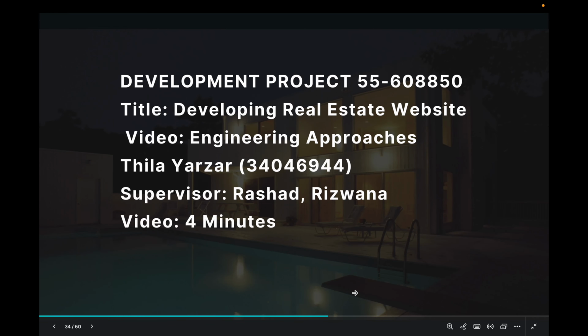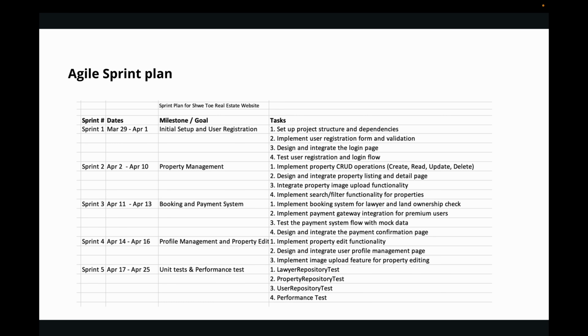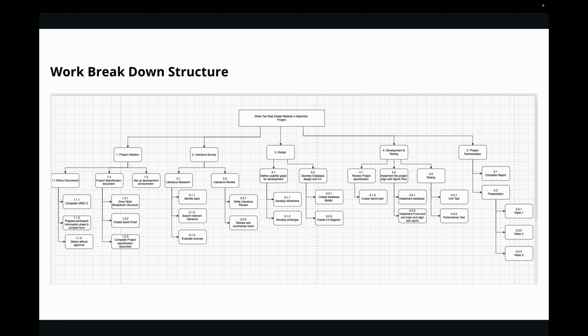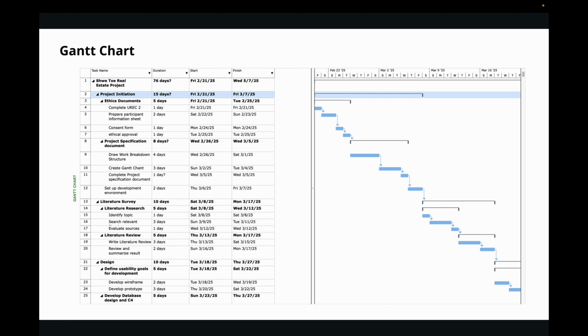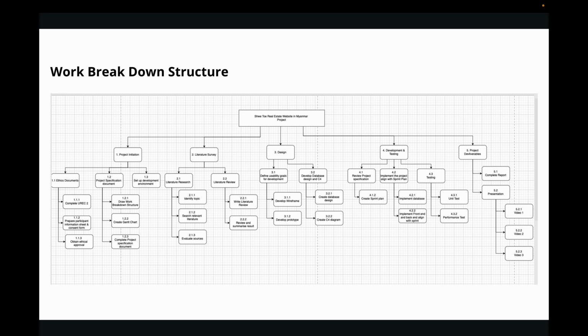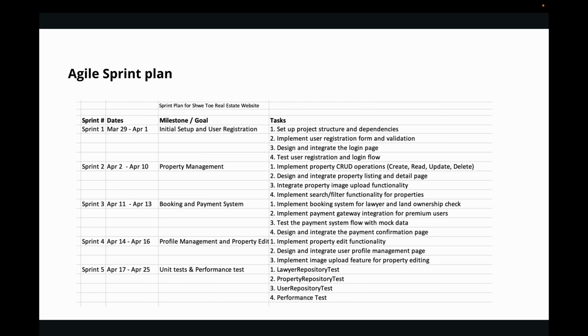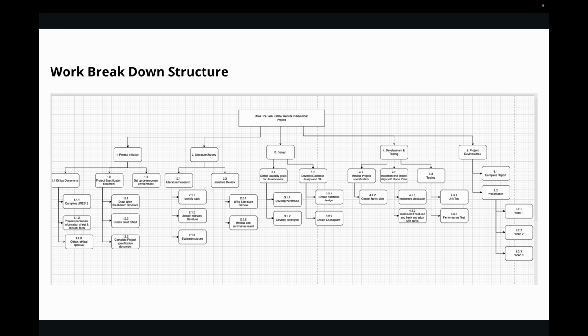This is the engineering approach. To plan and manage the project, I use agile methodologies supported by work breakdown structures and Gantt charts created using Project Plan 365 and Excel. This has allowed me to break down the development into manageable sprints and track progress effectively.